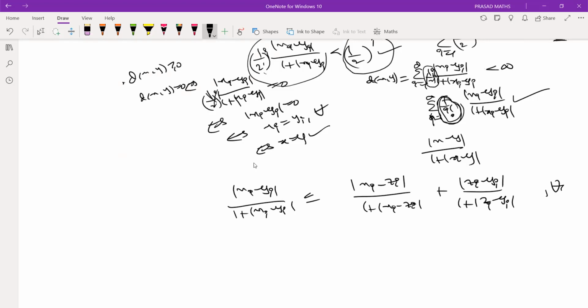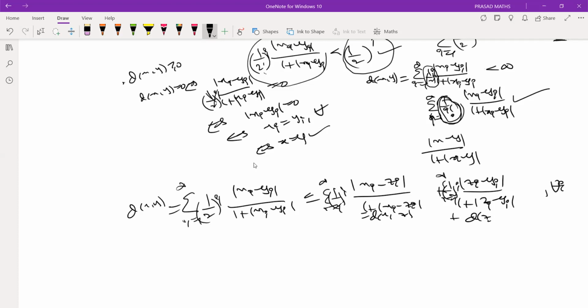So this is true for every i. Therefore, multiply both sides by 1/2 to the power i. The inequality doesn't change because this is positive. Then take the summation from i equals 1 to infinity. What is this? This is d of x comma y. What is this? d of x comma z. What is this? d of z comma y. Therefore, the triangle inequality holds. Is it clear? Is the idea clear?